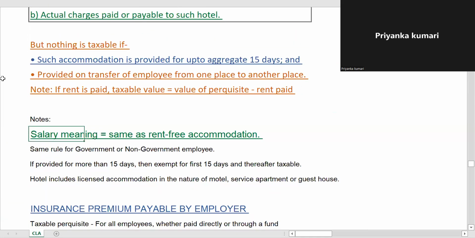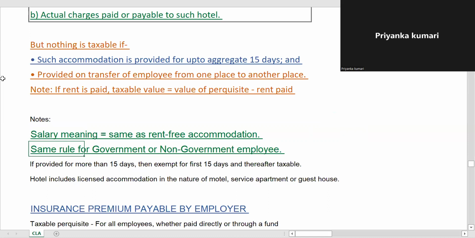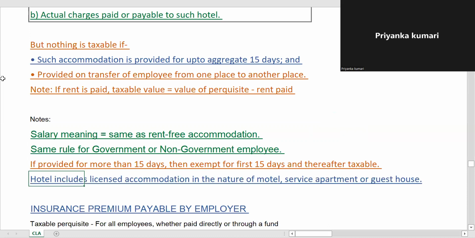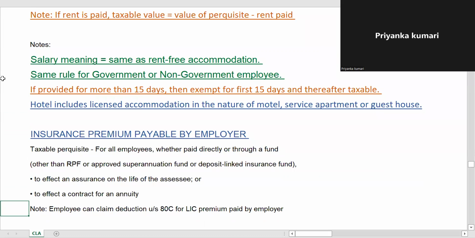Salary meaning same as rent free accommodation. Okay, same thing, no change. Same rule for government, non-government employee. If provided for more than 15 days, okay, then exempt for first 15 days, and after that it is taxable like this. Okay. Hotel includes licensed accommodation in the nature of motel, service apartment, or guest house. Okay. This we all know.